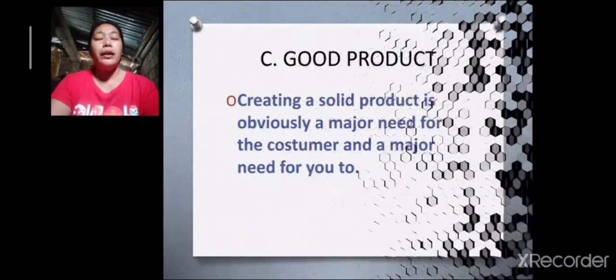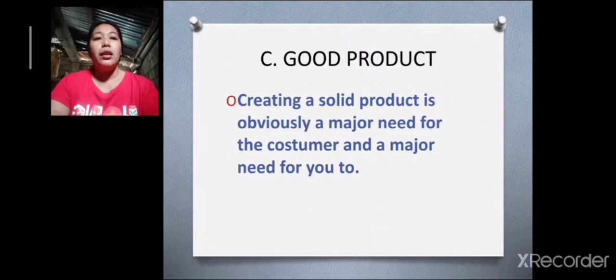The third one, good product. Creating a solid product is obviously a major need for the customer and a major need for you too. Good product, ito yung hinahanap-hanap ng customer sa magandang produkto at serbisyo. Ito yung hindi sila nanghihinayang sa kanilang ibinayad at pinupuntahan ang iyong business kahit gaano man ito kalayo.